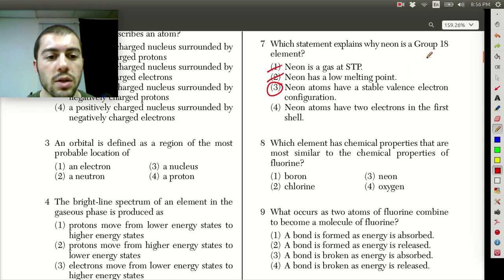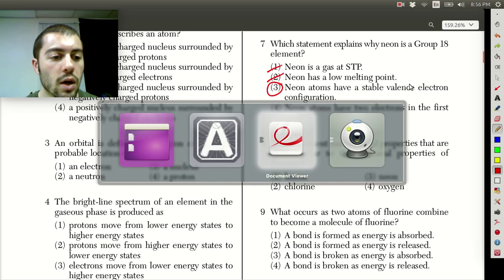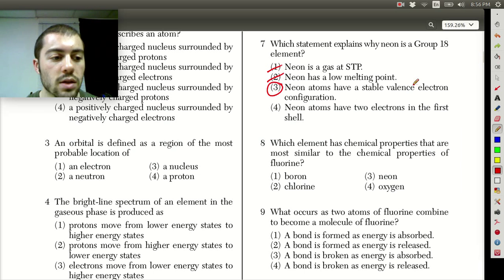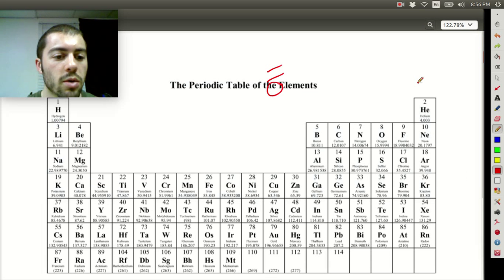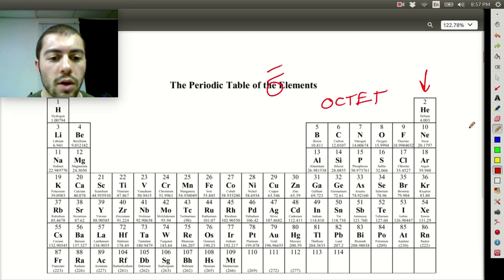So this is the answer, because if we look at group 18 here, this is the noble gases. The noble gases here in group 18, and they have a stable electron configuration. Remember, we talked about the octet rule, right? So group 18 here has this full octet in the valence shell. Neon is one of those, so that's why it's a group 18 element, is because it has 8 valence electrons. That's what defines a group, is how many electrons it has. So neon has 8 valence electrons, just like all of these noble gases here.